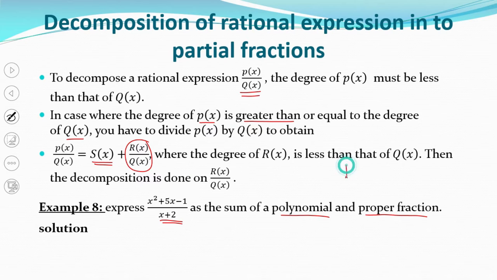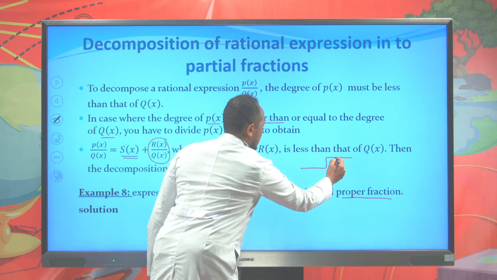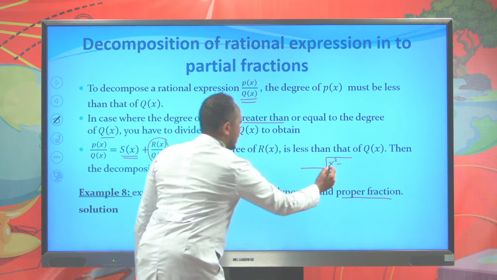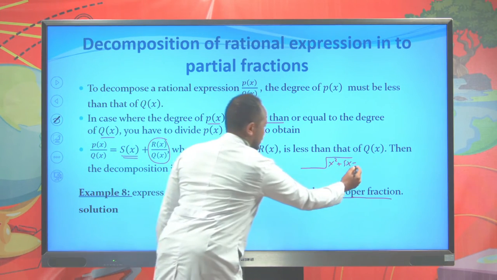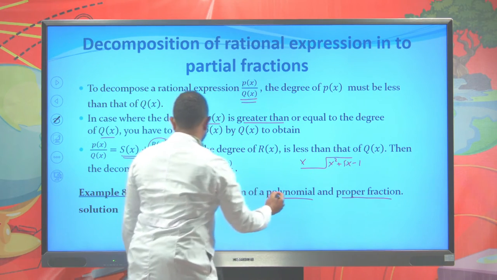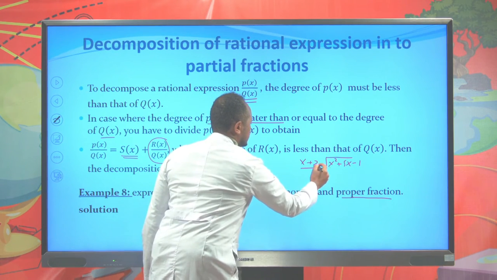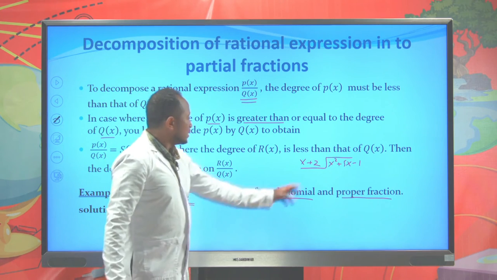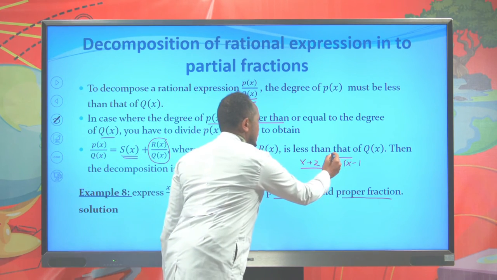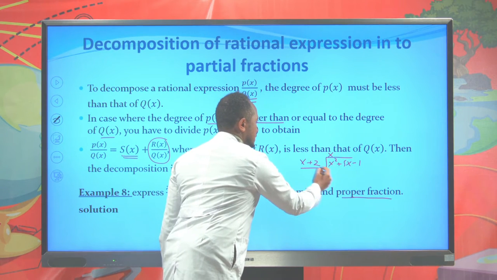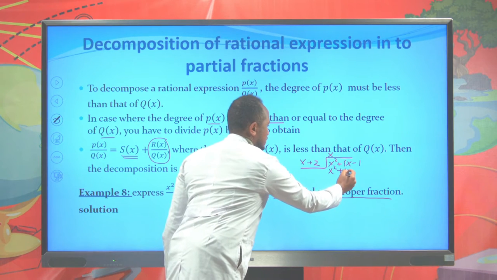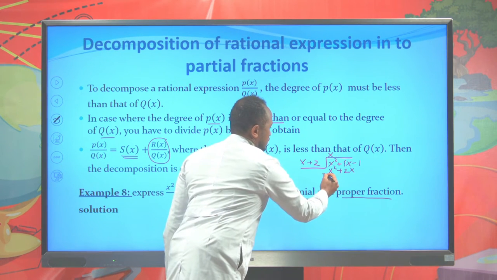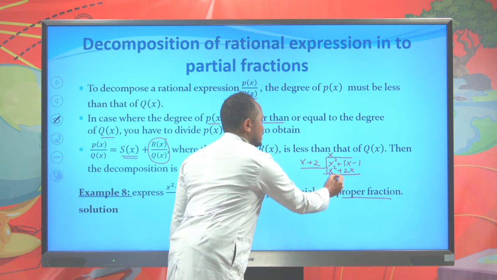So x squared plus 5x minus 1 divided by x plus 2. x squared divided by x gives you x. So x times x is x squared, x times 2 is 2x. So subtract this.